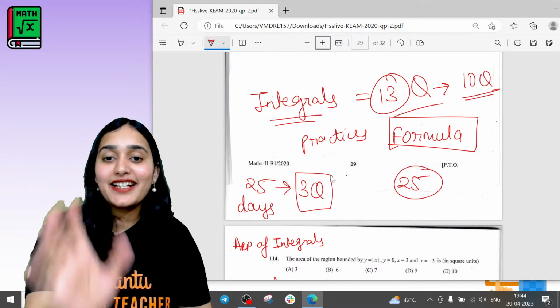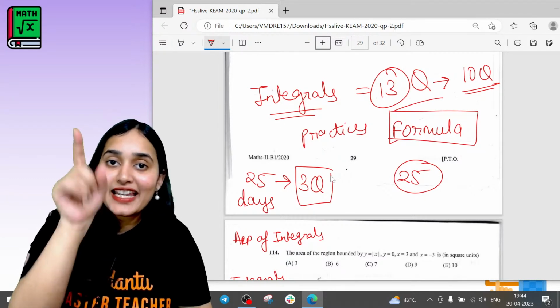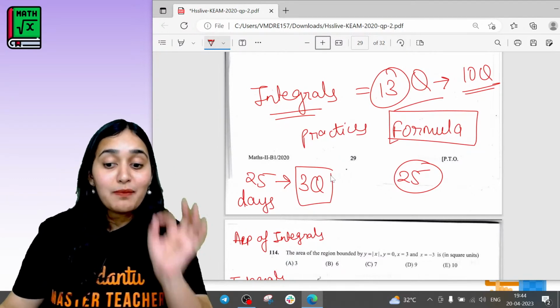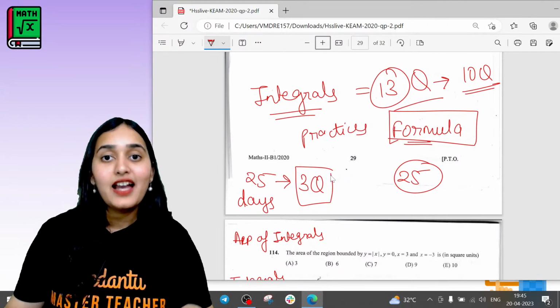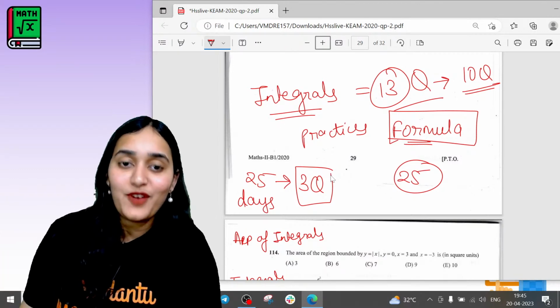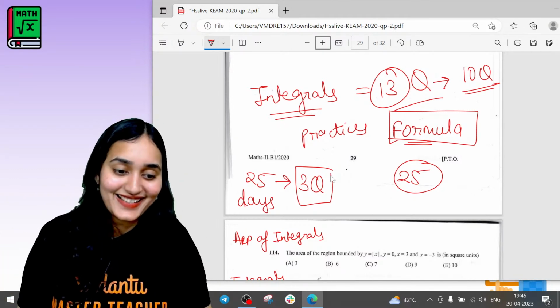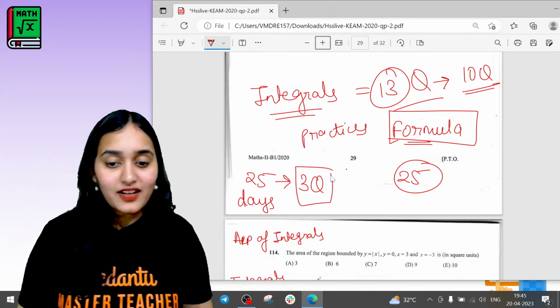Such cheaters. You guys are cheaters here. Okay, you are cheating basically. Cheating yourself. You have not memorized integration formula and you are telling that integration is difficult. So man, if you don't know integration formula, how will it be easy for you? How are you going to solve the questions? Cheating. That's not allowed.